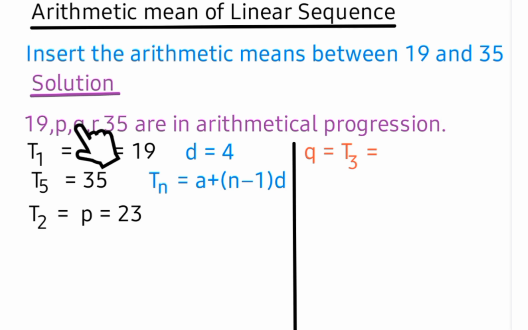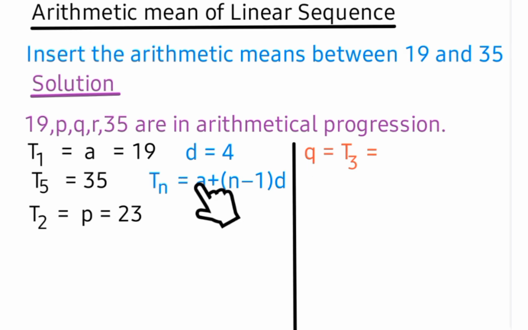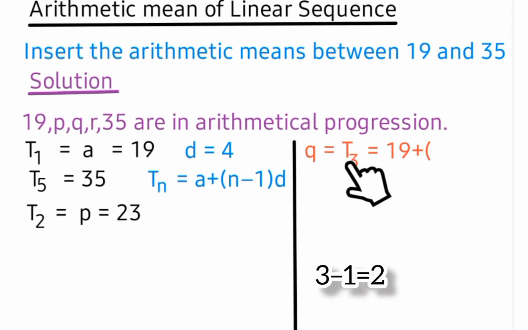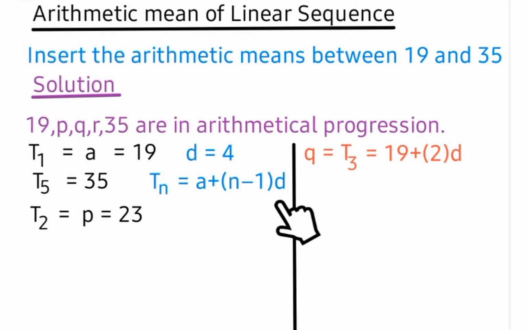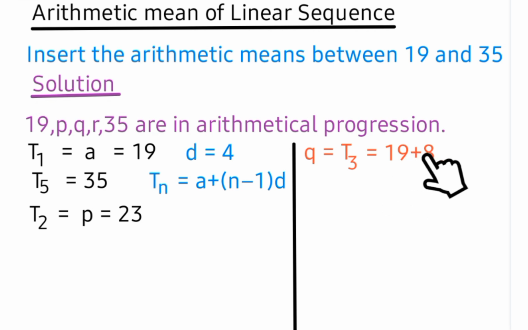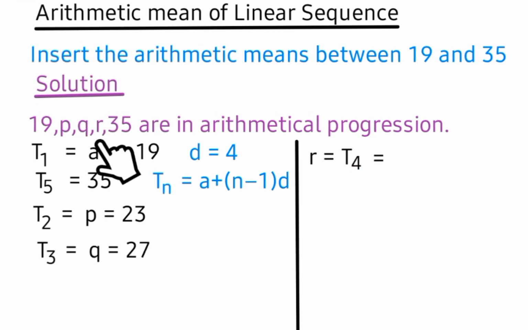Now let's find Q. Being the third term, employing the usual formula, T3, that is Q, will be A. The A value is 19, plus N minus 1, where N is 3, times D. And the D value we got is 4. 2 multiplied by 4 is 8. 19 plus 8, the Q value is 27. Now let's find R.